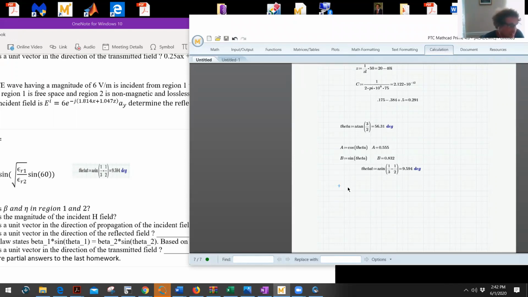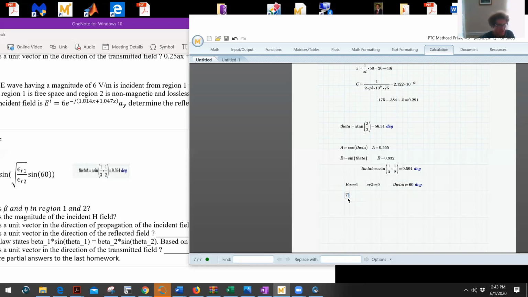What I need is, I'll put all the parameters right here. For this one, E naught was equal to 6, right? The next thing, epsilon relative 2, was 9, correct? And then theta incident was 60 degrees, right? And what else? We figured out what theta transmitted was right there, 9.594 degrees.